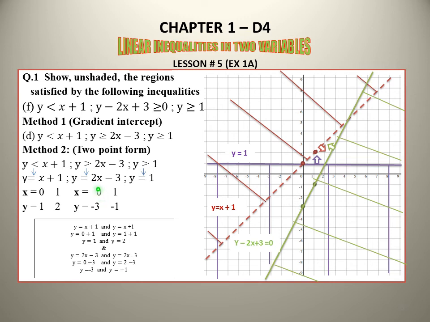Similarly, putting x is equal to 0 in the second equation, you will get y is equal to -3, and putting x is equal to 1, you will get y is equal to -1. Now plotting these 2 points, 0, 1, this point, and then 1, 2, this point. Joining these 2 points, you will get the same line. And for this line, when x is 0, y is -3, this point, and when x is 1, y is -1, this point. Joining these 2 points, you will get the same straight line.